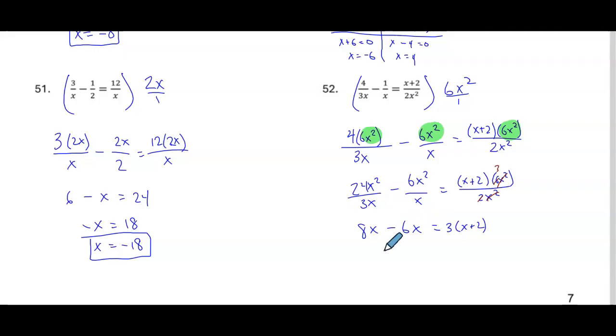Okay, so 8x minus 6x is 2x. Distributing the right side, I get 3x plus 6. Take the 3x and move it over, and divide by negative 1.